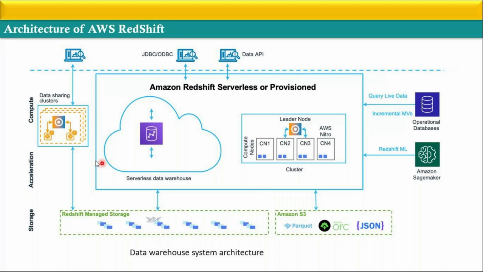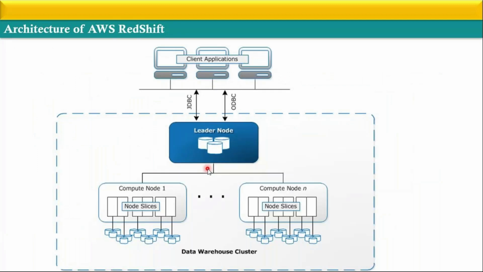So you can take the data, you can accelerate, you can compute, and then you can integrate it with third party tools in order to have the visualization and all. So that is the detailed architecture that we are able to see over here. So that's all about the Redshift architecture. Just have a look and ask if you have any doubt.